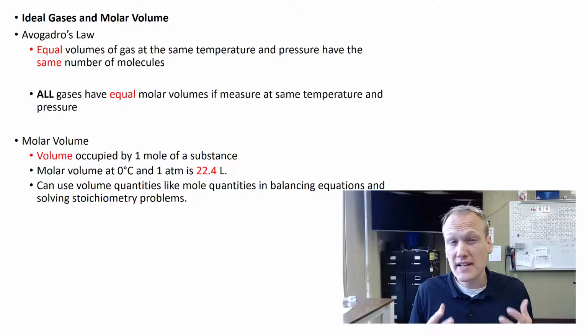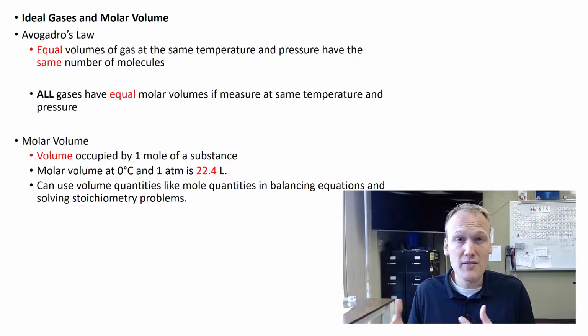When Avogadro did his initial experiments, he did them with gases, and he theorized that equal volumes of different gases would have the same number of particles, 6.02 times 10 to the 23rd. That's how he came up with the number 6.02 times 10 to the 23rd for 1 mole of gas. He also discovered that a mole of gas would equal a specific amount of volume, which is 22.4 liters.